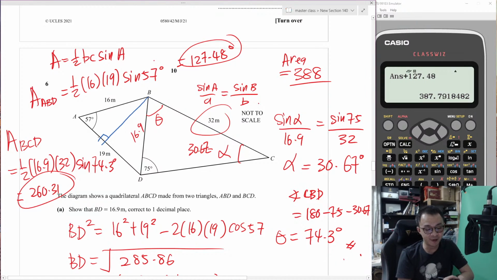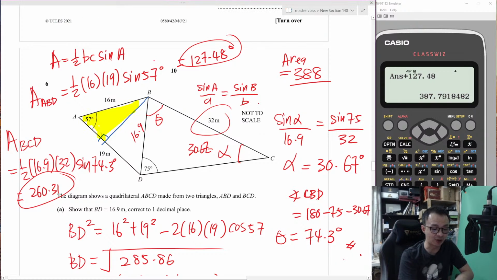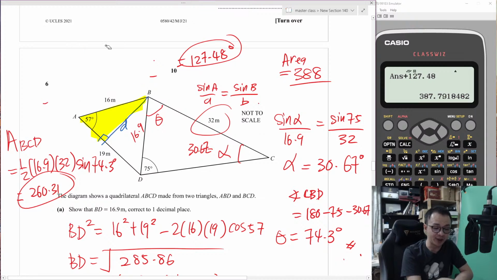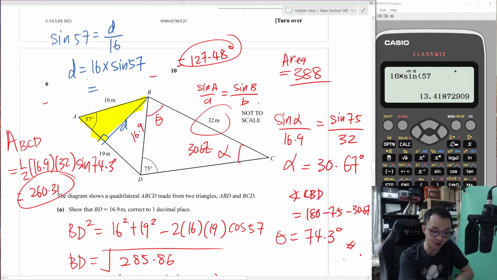So over here, you should be able to see a right angle triangle. Then after that, you just do SOH CAH TOA. Then you should be able to get the shorter distance easily. You want to get the D here. Okay, so I will just use the sine here. So sine 57 equals to opposite over hypotenuse. Okay, shorter distance is just 16 multiplied sine 57. I'm using SOH here. So this one will be 13.4 centimeter or meter.